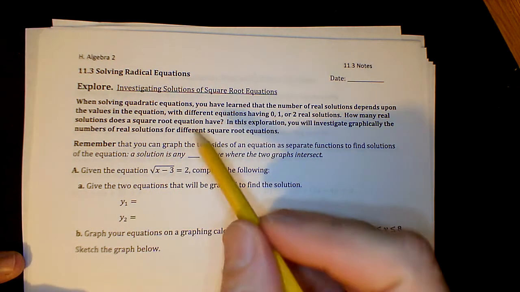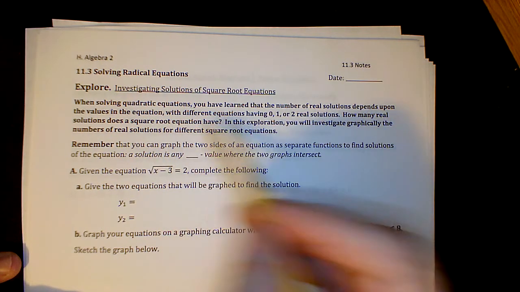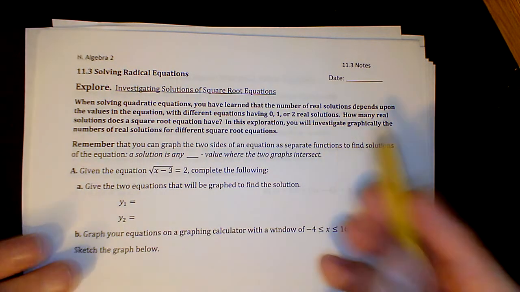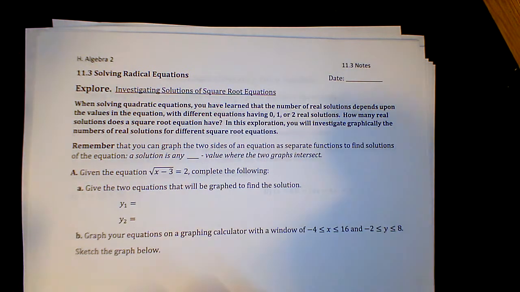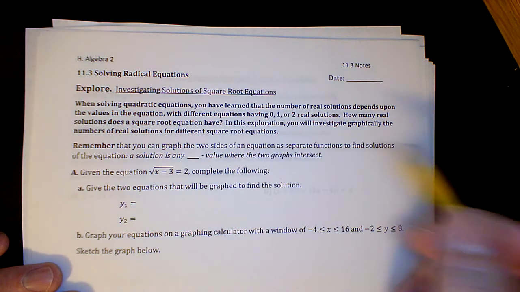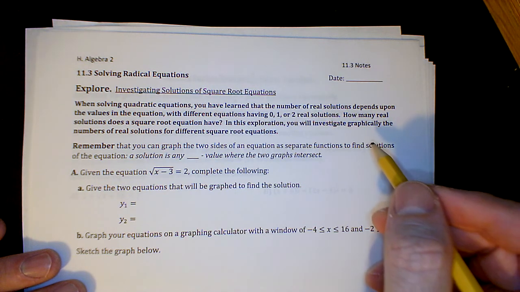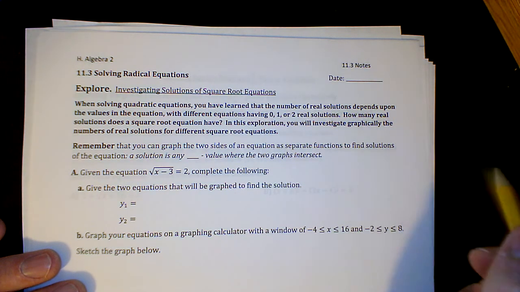It says, when solving quadratics, you learn that the number of real solutions depends on the values of the equation, with different equations having 0, 1, or 2 real solutions. So sometimes you can have more than one, and sometimes you can have less than one solution. It depends on how many times those graphs intersect, and we'll talk about that soon. How many real solutions does a square root equation have? In this exploration, we'll investigate graphically the number of real solutions for different square root equations.